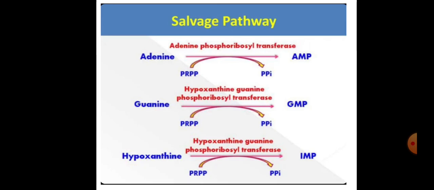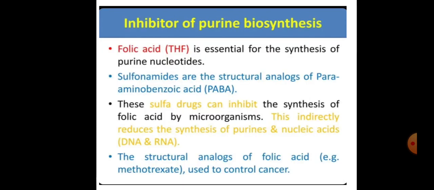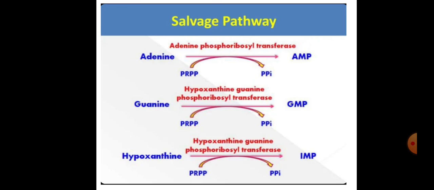Another, guanine. Here also an enzyme is required, the hypoxanthine guanine phosphoribosyl transferase. Here also PRPP is converted back into the PPi, and the GMP is formed. Then hypoxanthine is also converted into the IMP, and from IMP, AMP and GMP are formed. For the conversion of hypoxanthine into IMP, the required enzyme is hypoxanthine guanine phosphoribosyl transferase. So this is about the salvage pathway of the synthesis of purine.